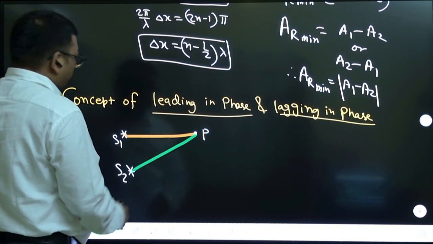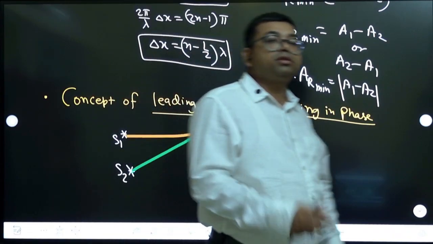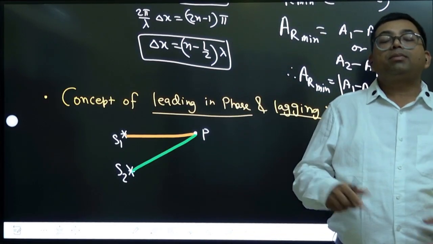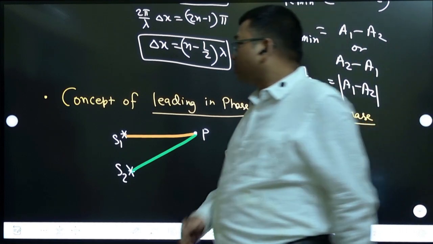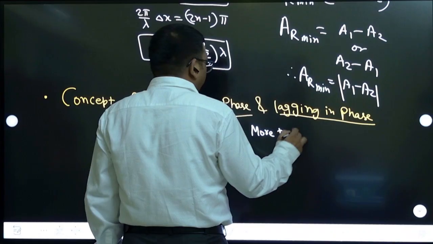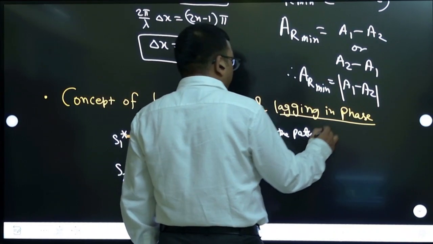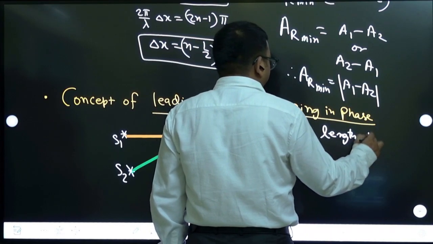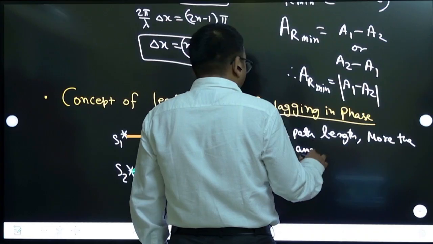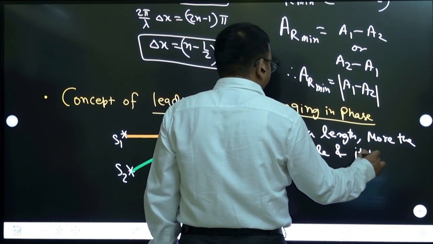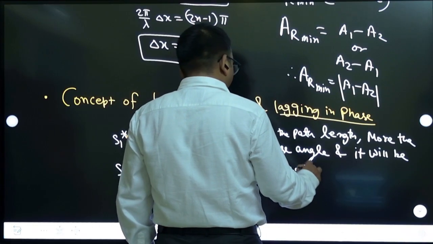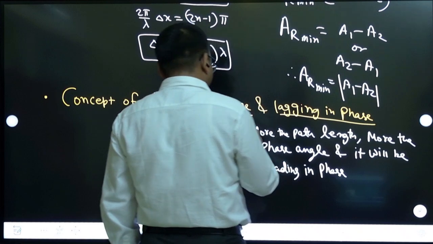Okay. So whichever distance is larger, that will have larger phase, and whichever has larger phase angle, that will be leading. That is important to note. Whichever has more path length, the more the path length, the more the phase angle, and it will be leading in phase. For example, try to understand this concept.